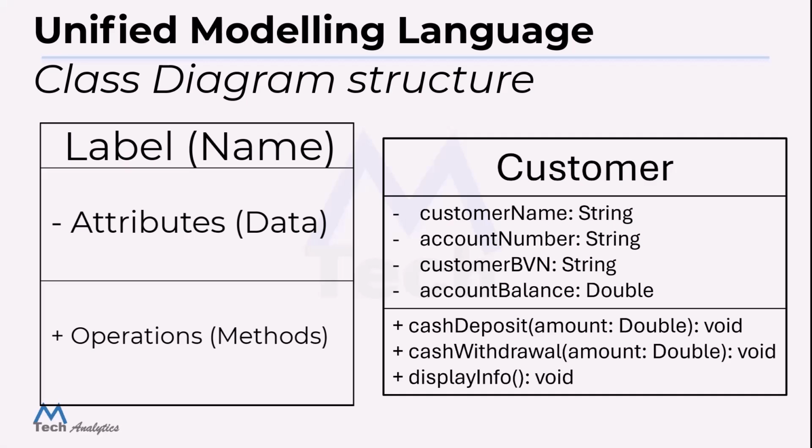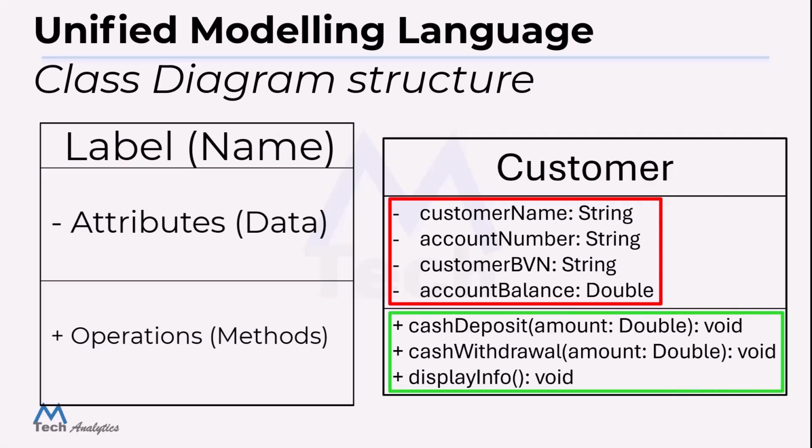In this case, the attributes for this class will include customer name with a data type of string, account number with a data type of string, and customer BVN, a data type of string as well, and finally the account balance with a data type of double. These are the attributes for this class. And then for the operations of the class, such operations as cash deposits will be performed, cash withdrawal, and then display of customer information. Hence, 3 methods will be defined within this class.